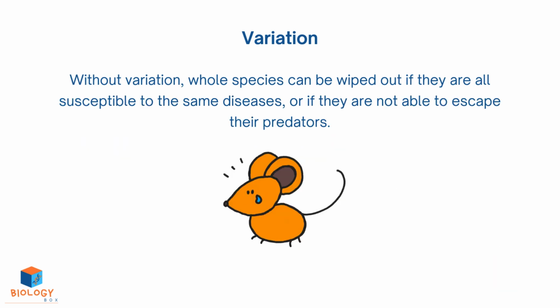Without variation, whole species can be wiped out if they are all susceptible to the same diseases, or if they are not able to escape their predators.